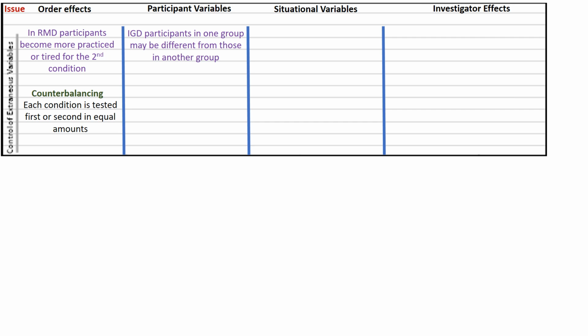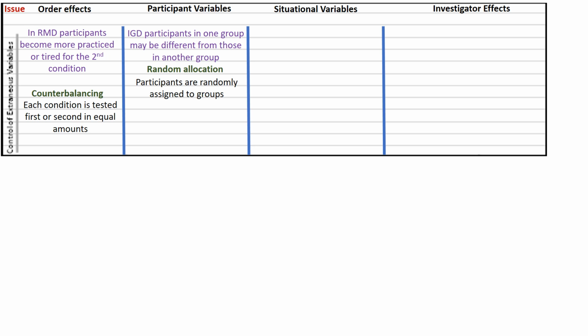So participant variables. We talked about independent groups design and how if we have two groups, one group doing condition 1, one group doing condition 2, we might find that actually there are just some differences between the groups. Maybe there's an imbalance in genders or age or education levels. Now what we might try and do is a random allocation.